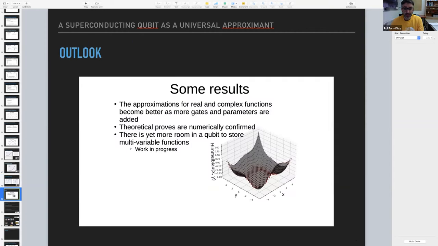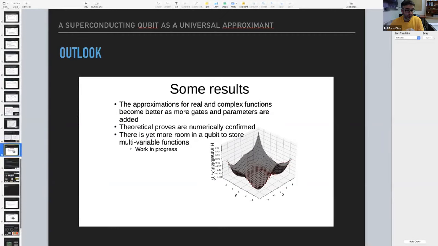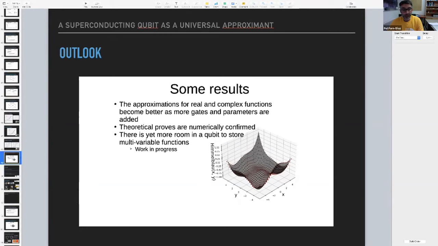There is more to that. We can actually implement not only functions of a single variable, we can implement multivariable functions, as shown in this preliminary plot. But this is work in progress. And this is also, again, done with a single qubit. And so what matters is how many parameters you can encode in your qubit state.